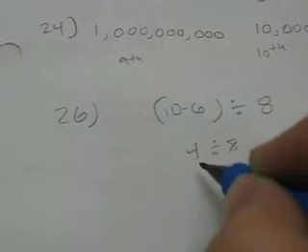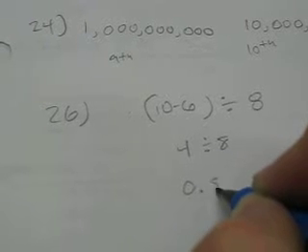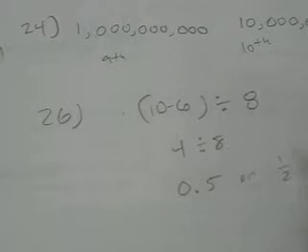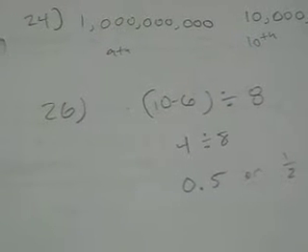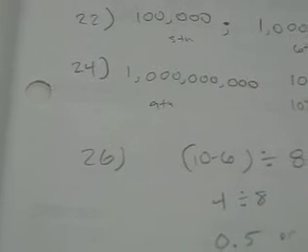Okay, your answer could appear in a couple of different ways. Our answer could be 0.5. Or our answer could appear as 1/2. One of those two should be the answer that we come up with.